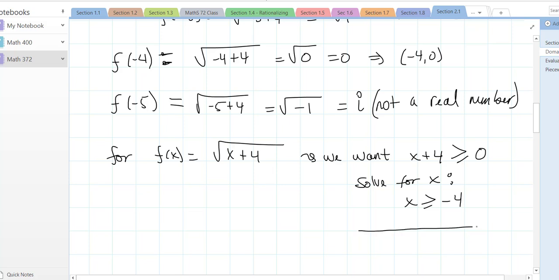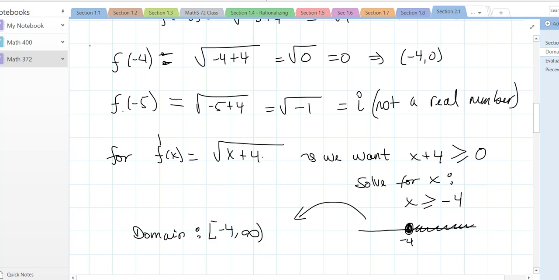And when you put it on a number line, I put -4. I have the equals, so fill it in and then shade for x greater than. So this gives me our domain. So the domain would be bracket -4, because we're including it, all the way to infinity.